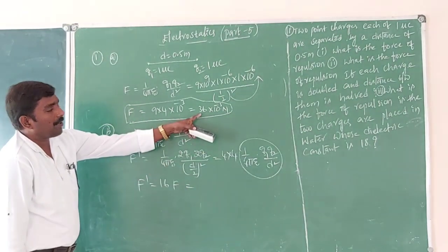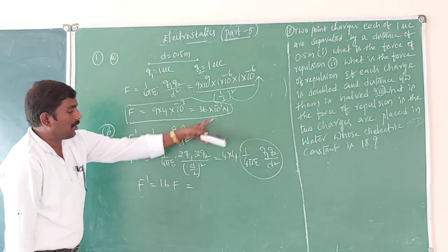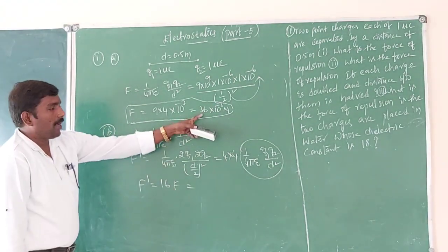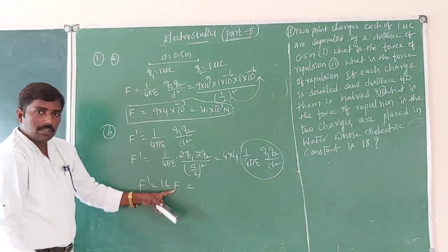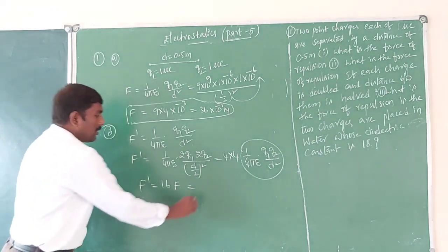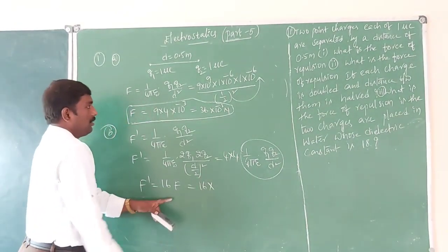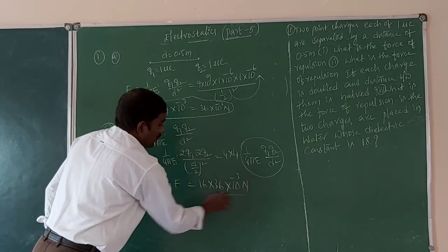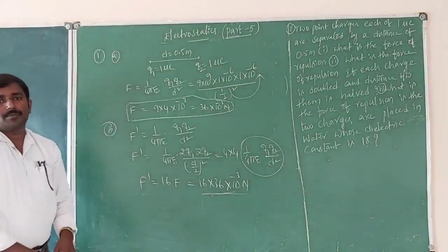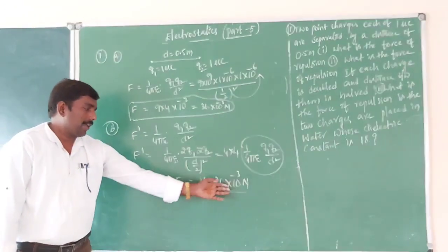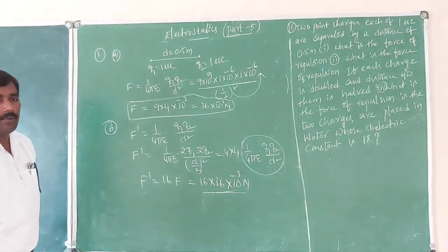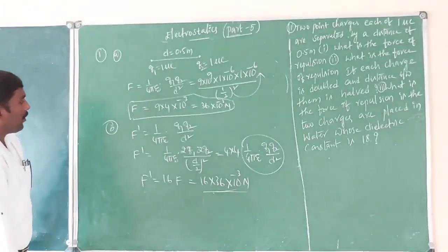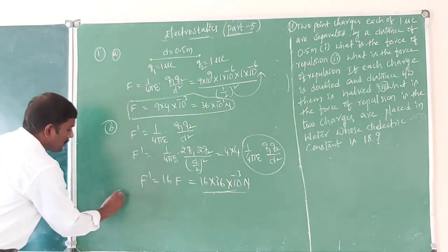What is the value of F? 36 into 10 power minus 3. Substituting this value in this equation, we will get the final result: 16 into 36 into 10 power minus 3 Newton. This is the answer. Using a calculator, just calculate it. Then we will get the final answer. Okay, next, the last one.